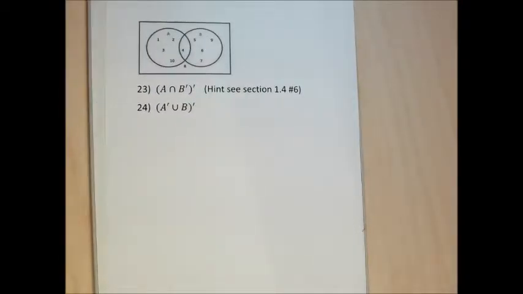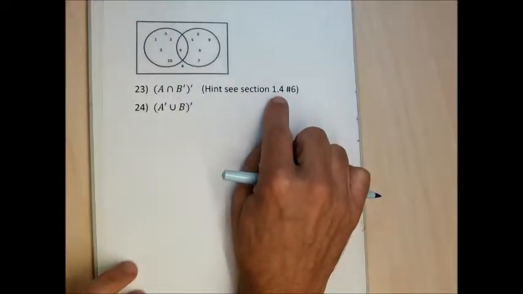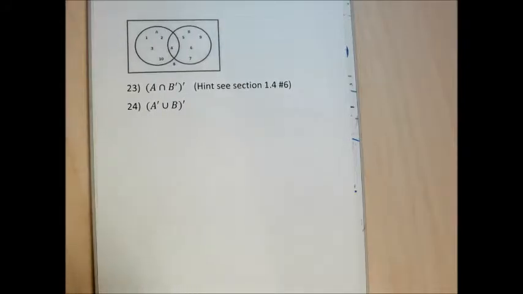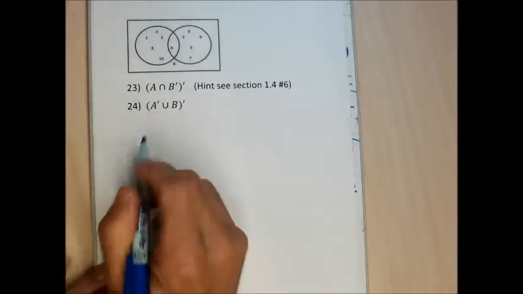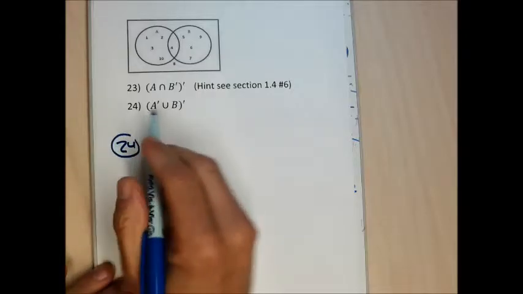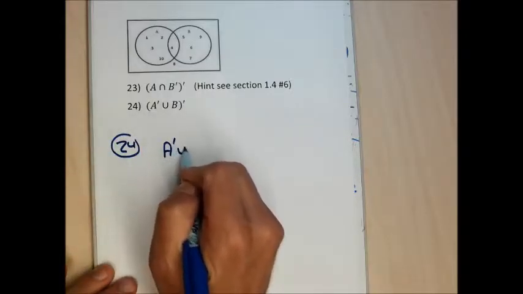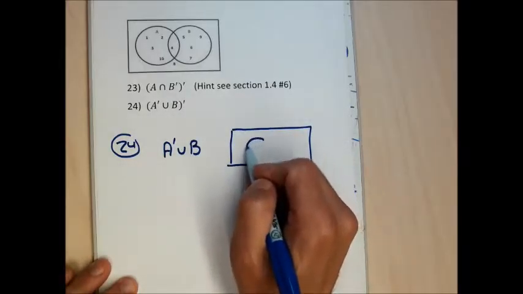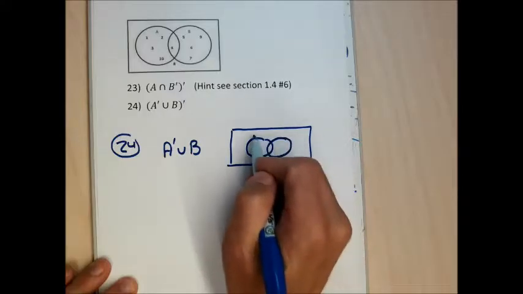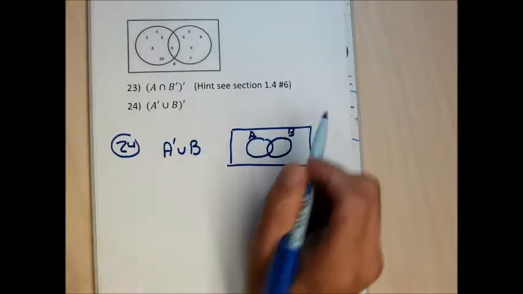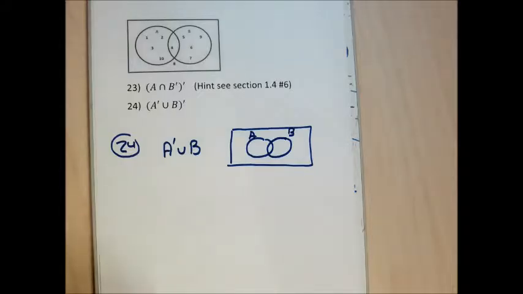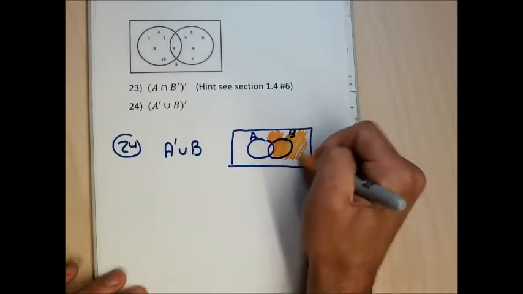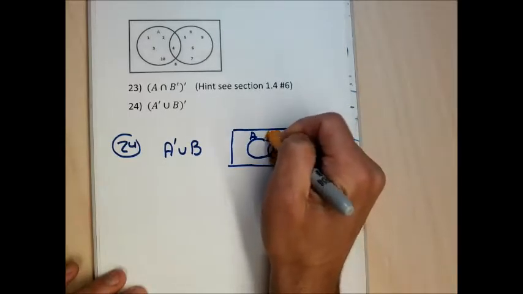All right. So apparently, if you had my work for 1.4 number 6, that would be the shading you need for 23. I'm just not pulling any of the shading back. Let me do 24 real quickly. So for 24, I need to start off and shade A complement union B. It's a union, so I could do it in one color. So I make my Venn diagram. A complement union B. A complement is everything that's outside the A circle. So this is going to be a picture of A complement.